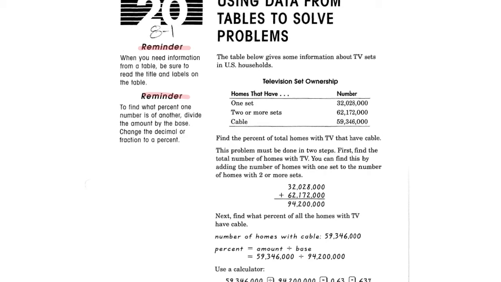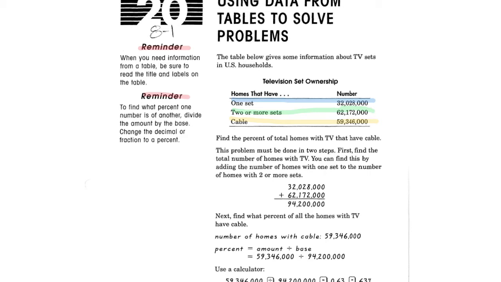So it says the table below gives some information about TV sets in U.S. households, and it is television set ownership. Homes that have one set is 32,028,000. Homes that have 2 or more sets is 62,172,000, and homes with cable is 59,346,000.